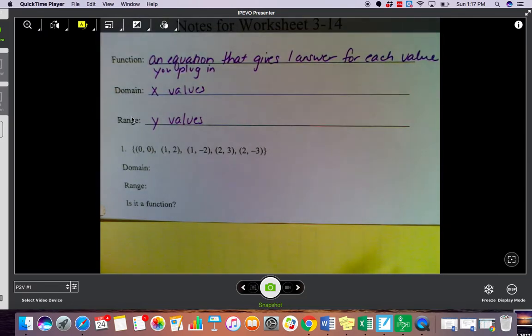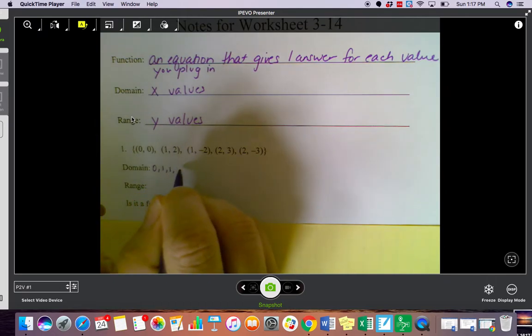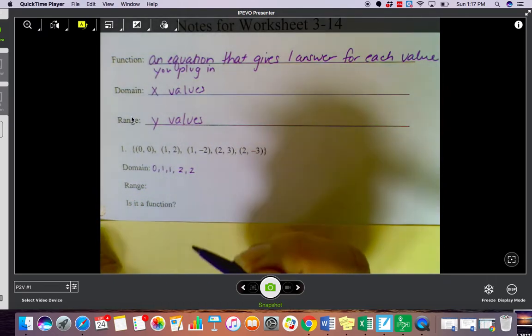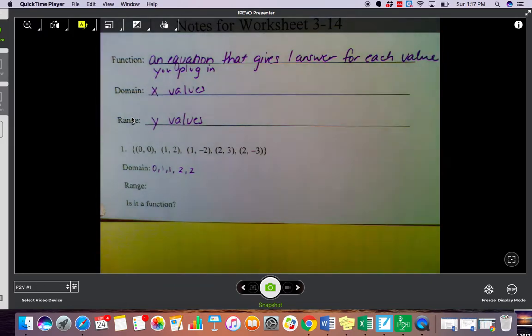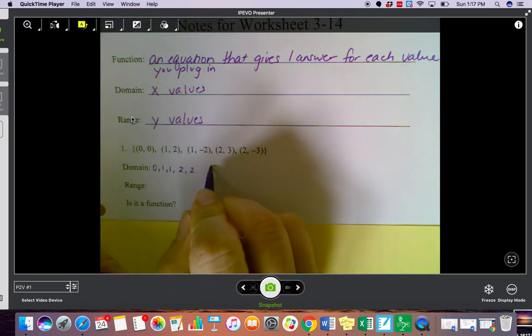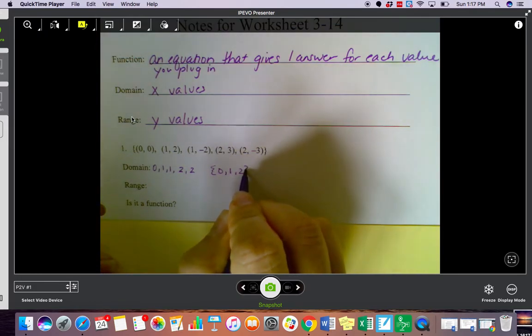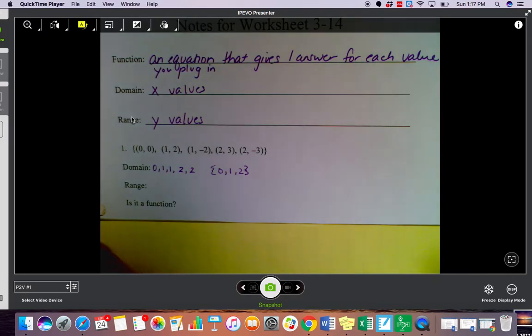Okay, so for our first example, we have domain and range. Let me push this up for you guys. Our domain would be my x values, so I'd go through and I'd write 0, 1, 1, 2, and 2. And then I would say, well, I don't want to repeat them. So I put in my bracket and I put 0, 1, and 2. And I always put it in order from least to greatest.